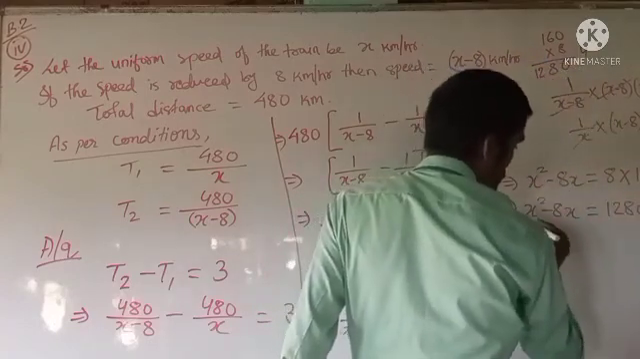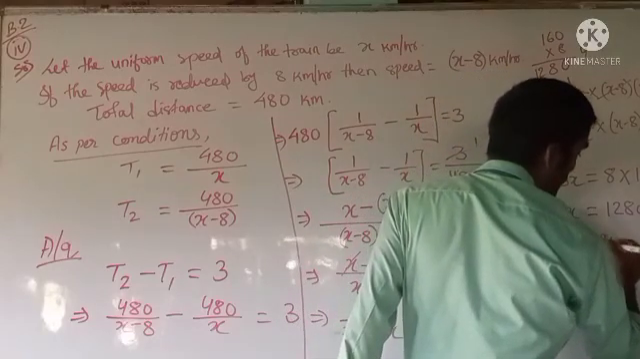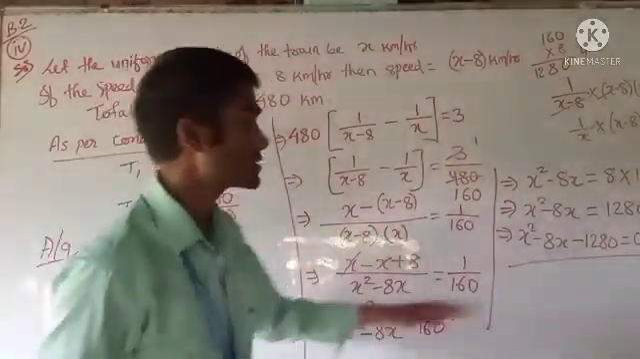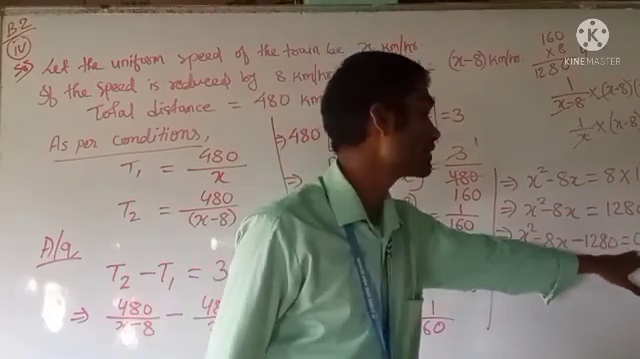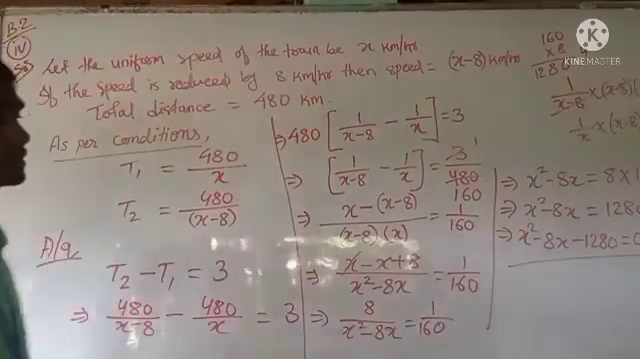Then x squared minus 8x minus 1280 is equal to 0. This is our required quadratic equation. That means x squared minus 8x minus 1280 is equal to 0. So in this way we can form our quadratic equation.